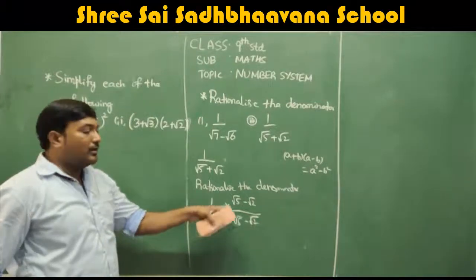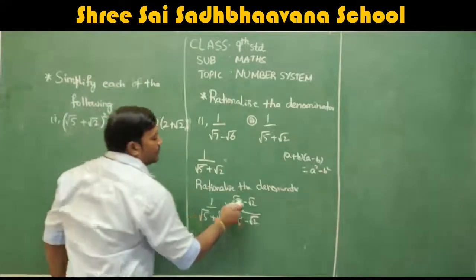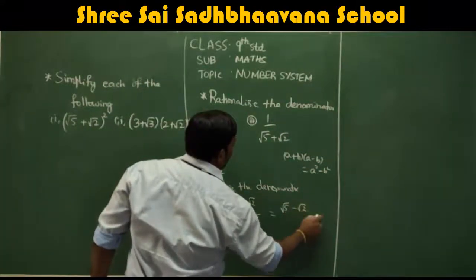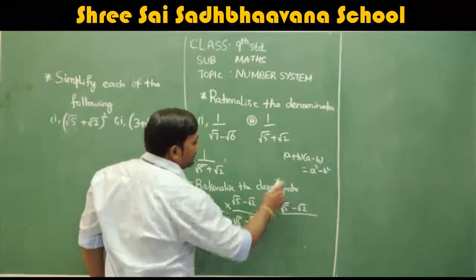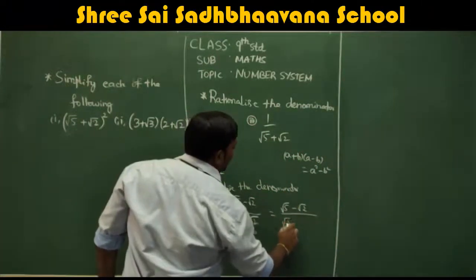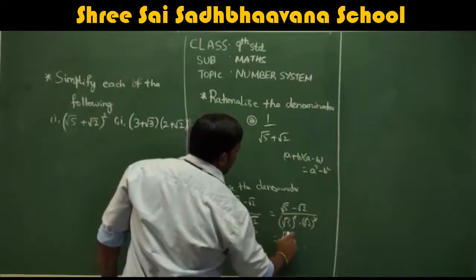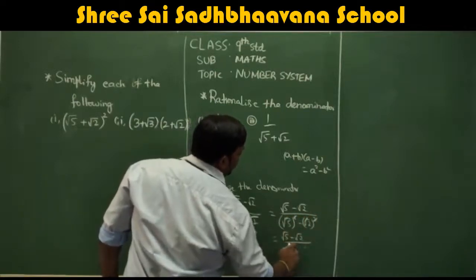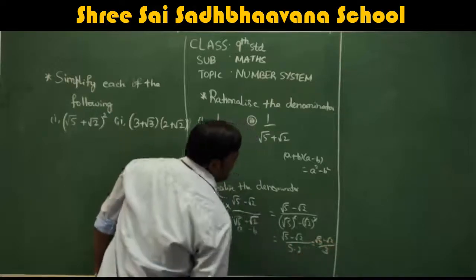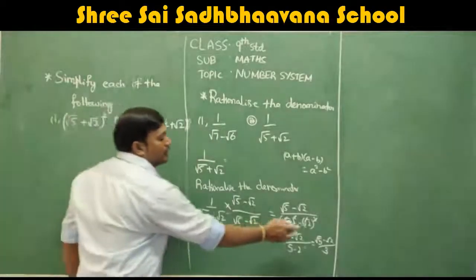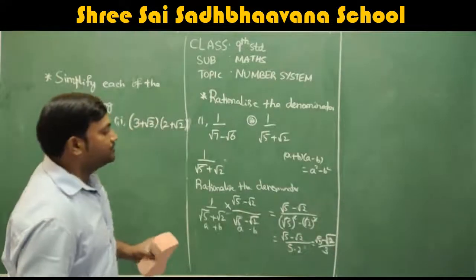So root 5 plus root 2 is there. Take root 5 minus root 2 and divide with the same number. So what you get: 1 into root 5 minus root 2, that is root 5 minus root 2, divided by, again this comes under the formula (a plus b) into (a minus b), which is a square minus b square, with root 2 square. So the square root will get cancelled. Root 5 minus root 2 divided by 5 minus 2, which is 3. Okay, root 5 minus root 2 by 3. I hope you are able to see this. Root 5 minus root 2 divided by 3.